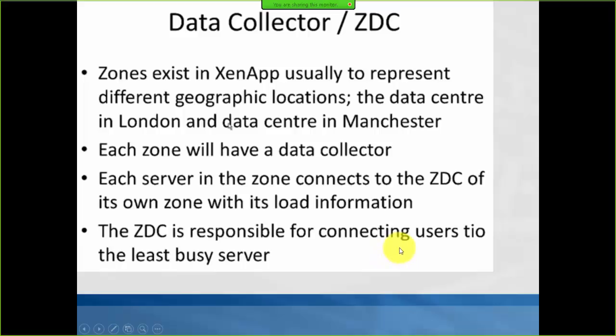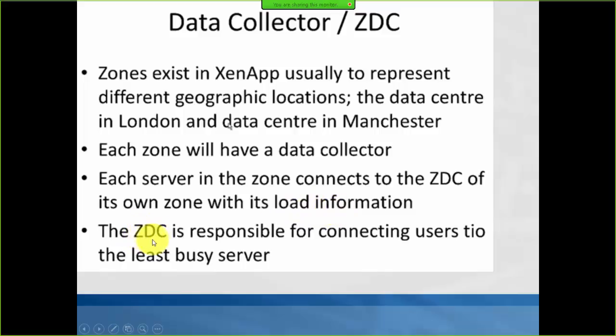Okay, there's a comment in the chat that it's for disaster recovery as well. Disaster recovery, yes. So once the ZDC has all the load information of all the XenApp servers in London and Manchester, then whatever newer sessions or user sessions are requesting a connection to the XenApp servers, the ZDC will be redirecting all the newer connections according to the load information it has.